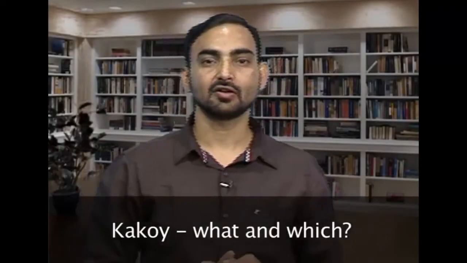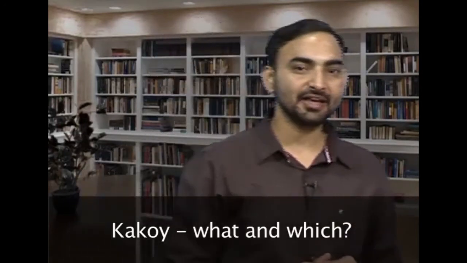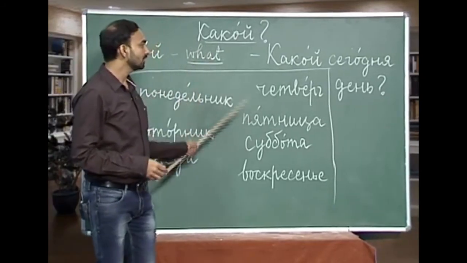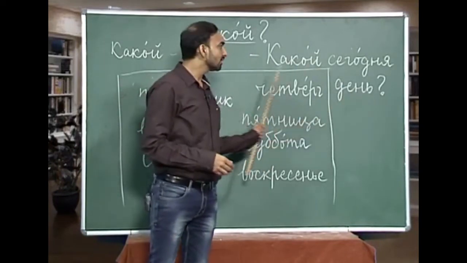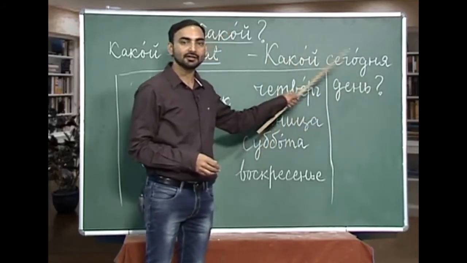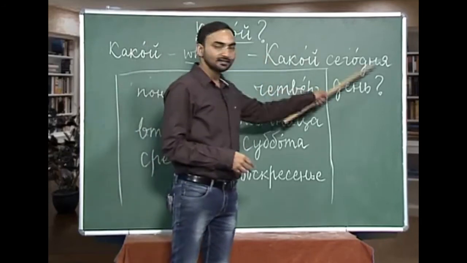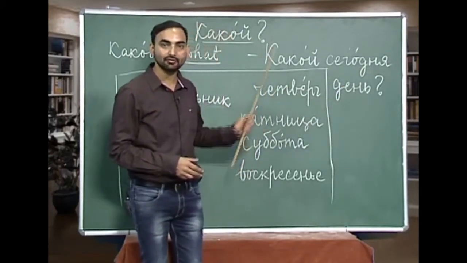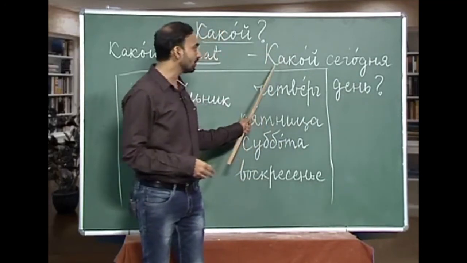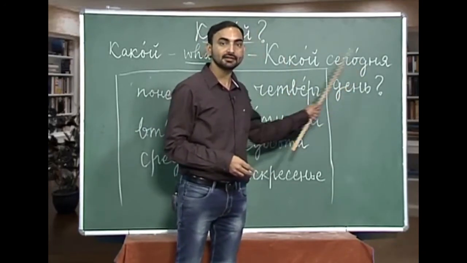Kakoi means what and which. So, let us see how the meanings differ. Meaning of kakoi, which is what. I have written a question here, kakoi sivodnya jian. Kakoi sivodnya jian is what is the day today. So, here in this interrogative sentence, this kakoi denotes the meaning what. Sivodnya is today, jian is day. So, what is the day today?